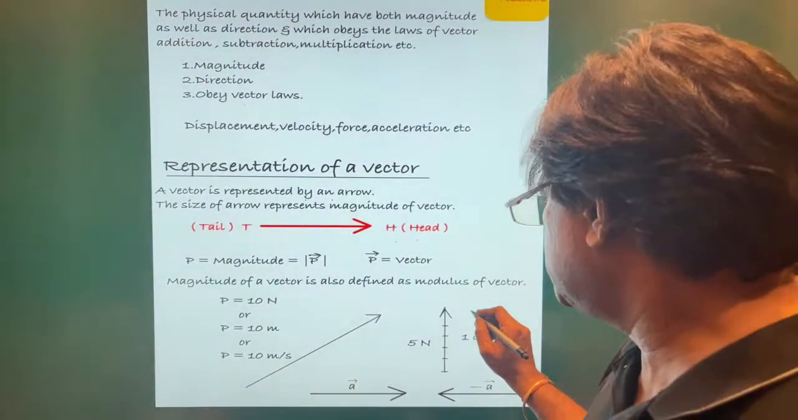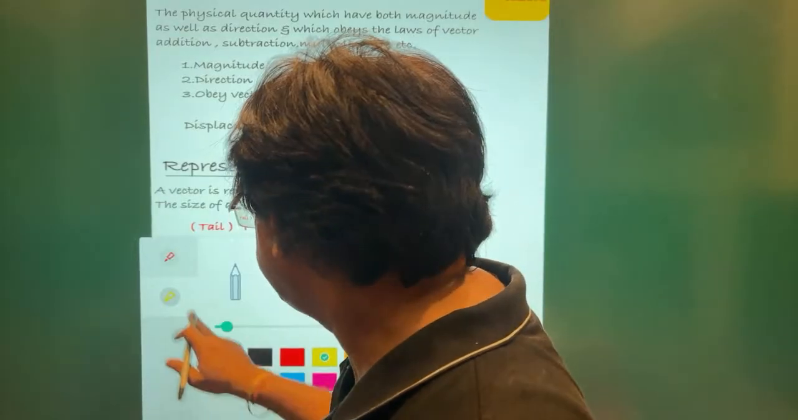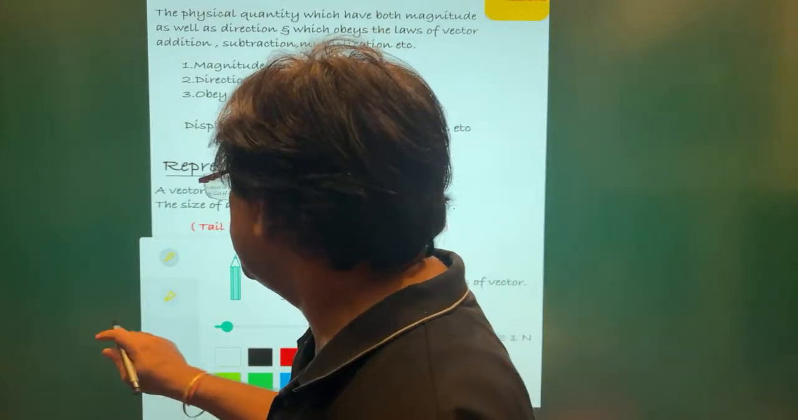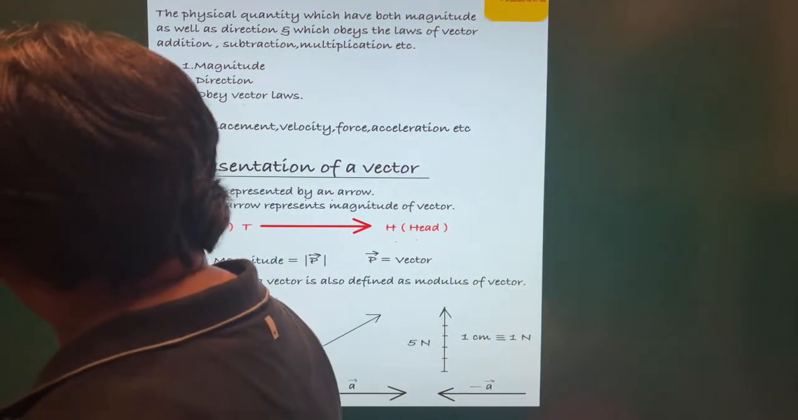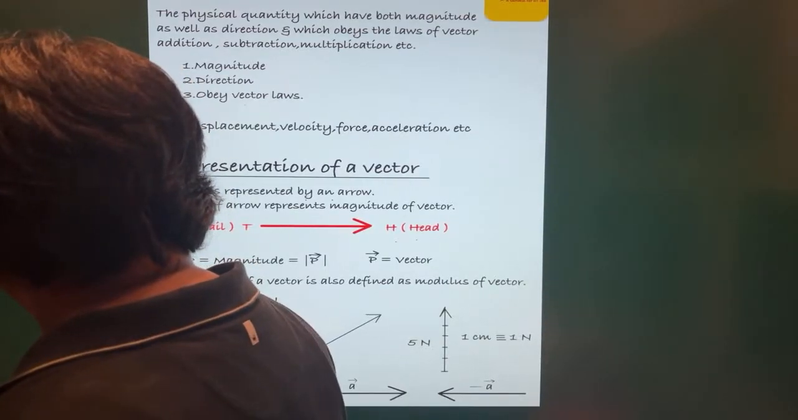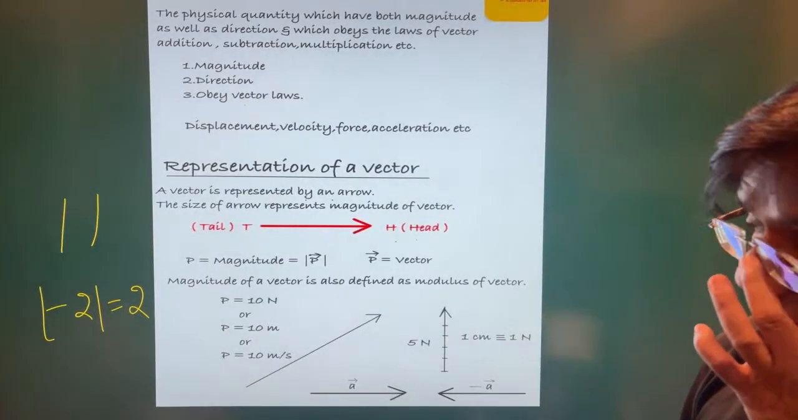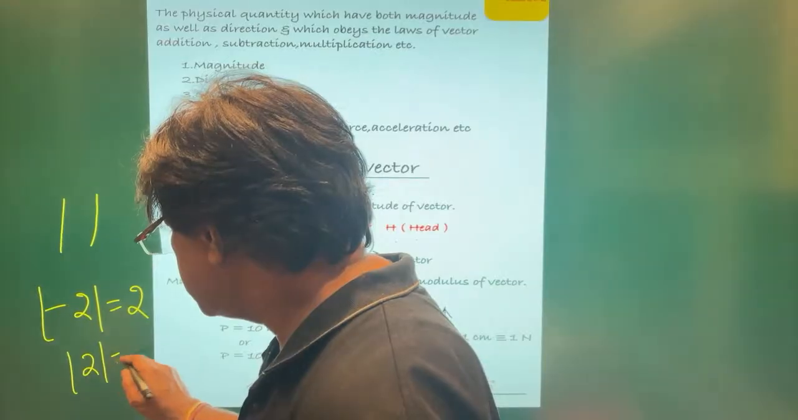So this symbol represents a modulus. Modulus is the size of that quantity. Suppose we are taking -2 and we apply the modulus sign, it will be 2, and if we are taking 2, the modulus is also 2.